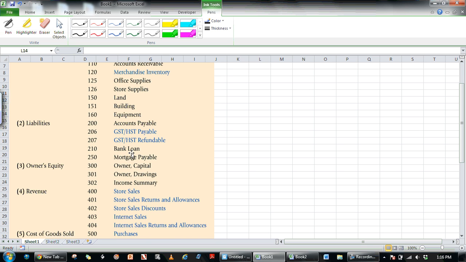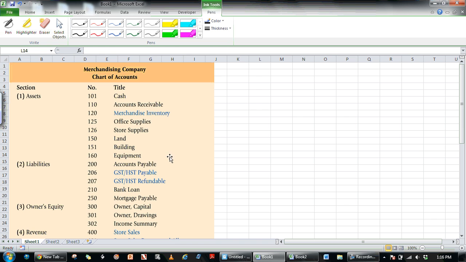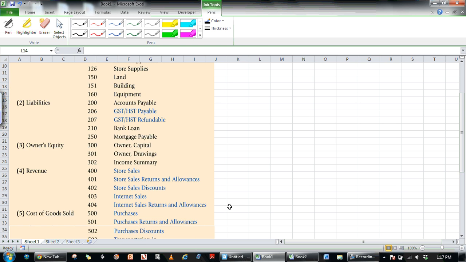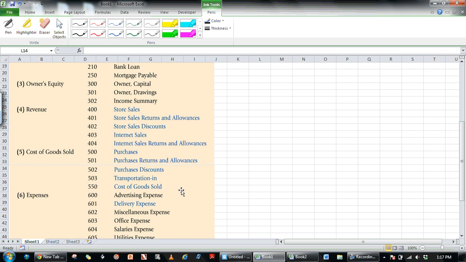Now, something like bank loan keeps track of how much loan the bank currently has. Owner's capital keeps track of how much of the assets belong to the owner, like what's the total value of the business that belongs to the owner and not to someone else. Store sales keeps track of the sales in that period. Expenses keeps track of any kind of expense in that period.